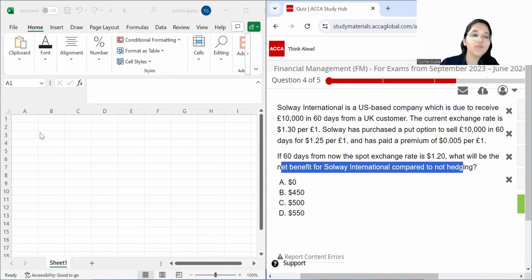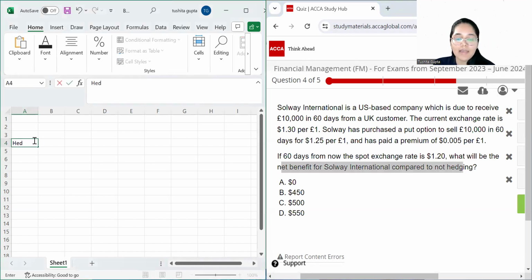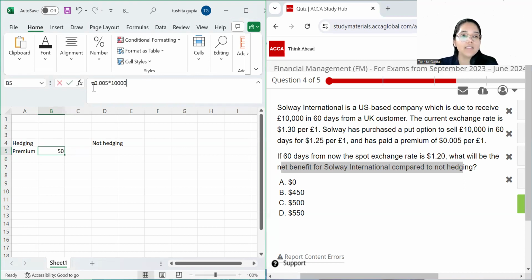So basically over here you have to compare two scenarios. Scenario one is where the company is hedging and scenario two is where the company is not hedging. So first let's calculate when we are actually hedging. When we are hedging, we are paying a premium because I have bought a put option, and the premium is 0.005 per pound. How many pounds am I hedging over here? 10,000. So I multiply this by 10,000 pounds. So this over here is my cost, hence I will show it as a negative figure.